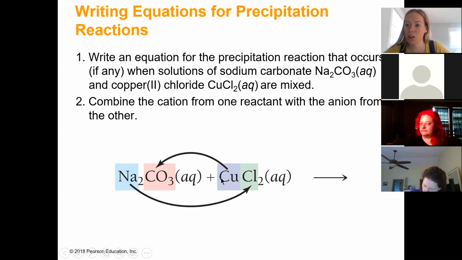So when writing equations for precipitate reactions, you flip-flop the metal with the non-metal. You make sure that the new products are charge neutral with whatever the charges are on the original guys. And then you balance the equation and you reference the solubility charts.